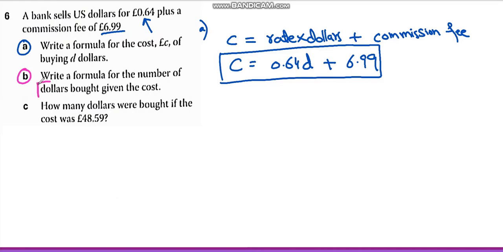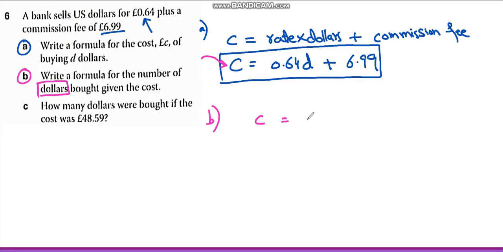So write down the formula for the number of dollars means we need to make dollars the subject given this much cost. So let's rewrite the formula in terms of pounds, means we need to make D the subject. So we just need to first shift 6.99 towards left.